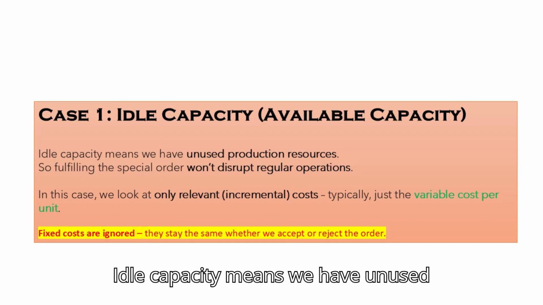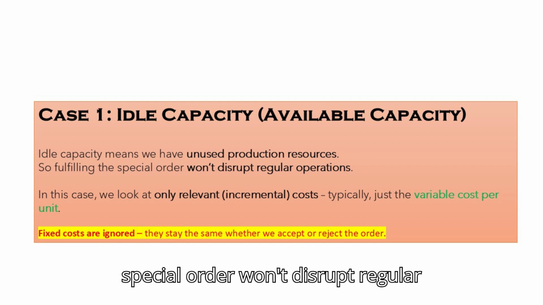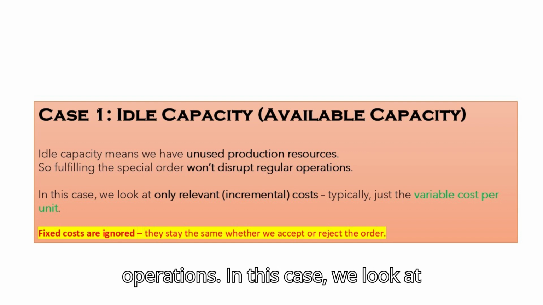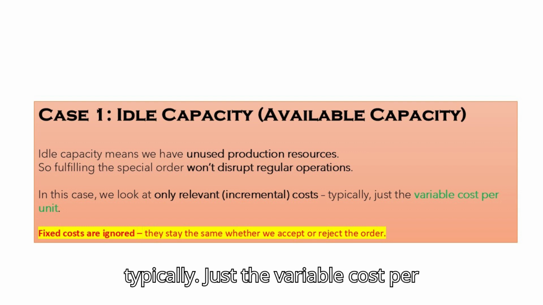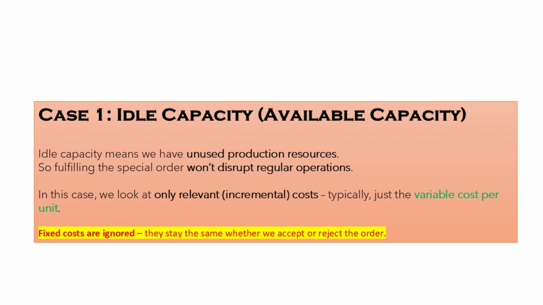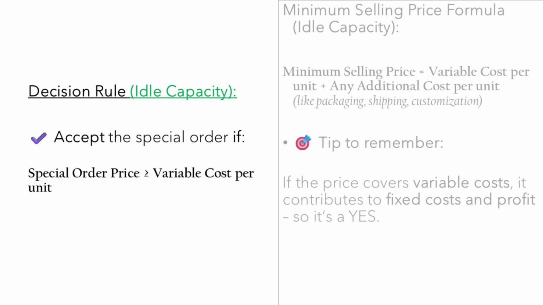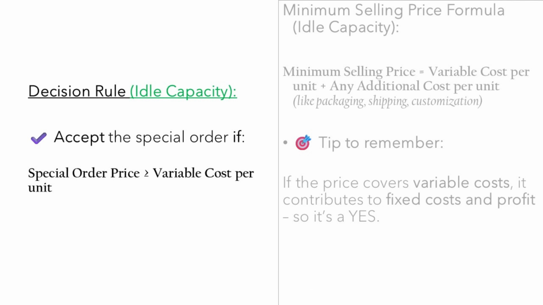Idle capacity means we have unused production resources, so fulfilling the special order won't disrupt regular operations. In this case, we look at only relevant incremental costs, typically just the variable cost per unit. Fixed costs are ignored. They stay the same whether we accept or reject the order. Accept the special order if the special order price is greater than or equal to the variable cost per unit.